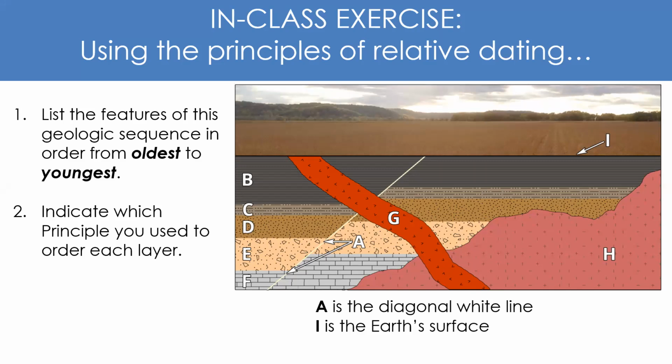guys an idea. So let's say we have this sequence of features. So we have what looks like a really old igneous formation in H. Then we've got some sedimentary depositions from F through B. We have a fault in feature A, and G looks like a dike. I is the surface of the earth. Okay, so go ahead and type in the chat what you think the oldest formation is. Let's start with the oldest.